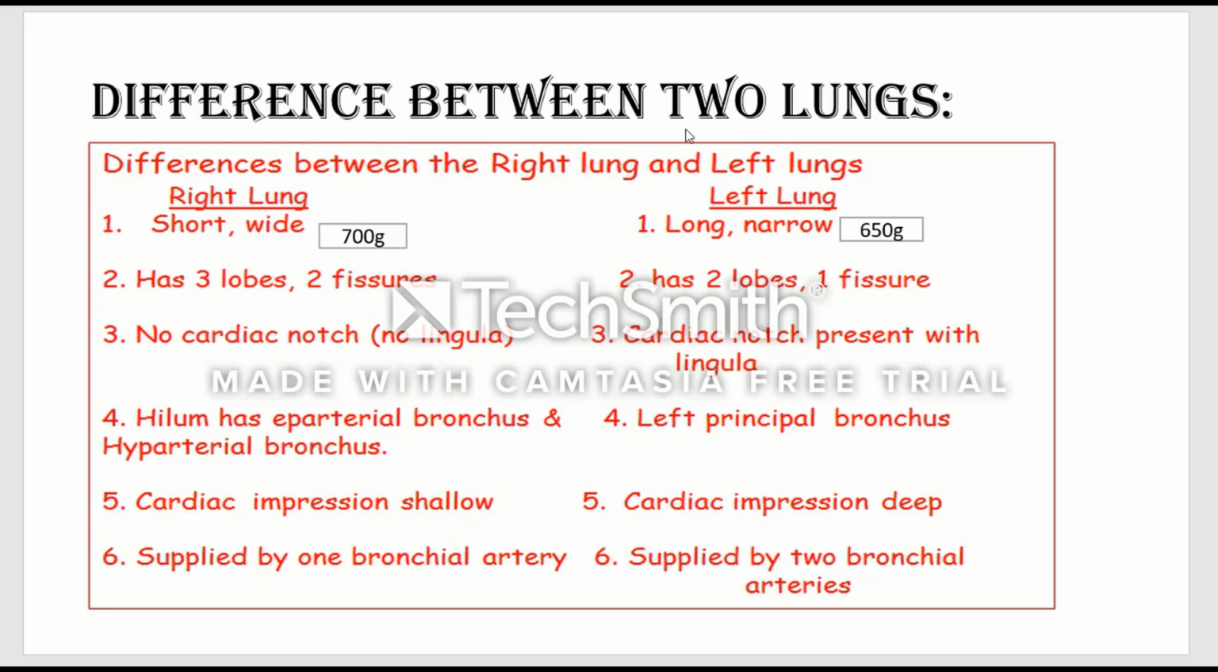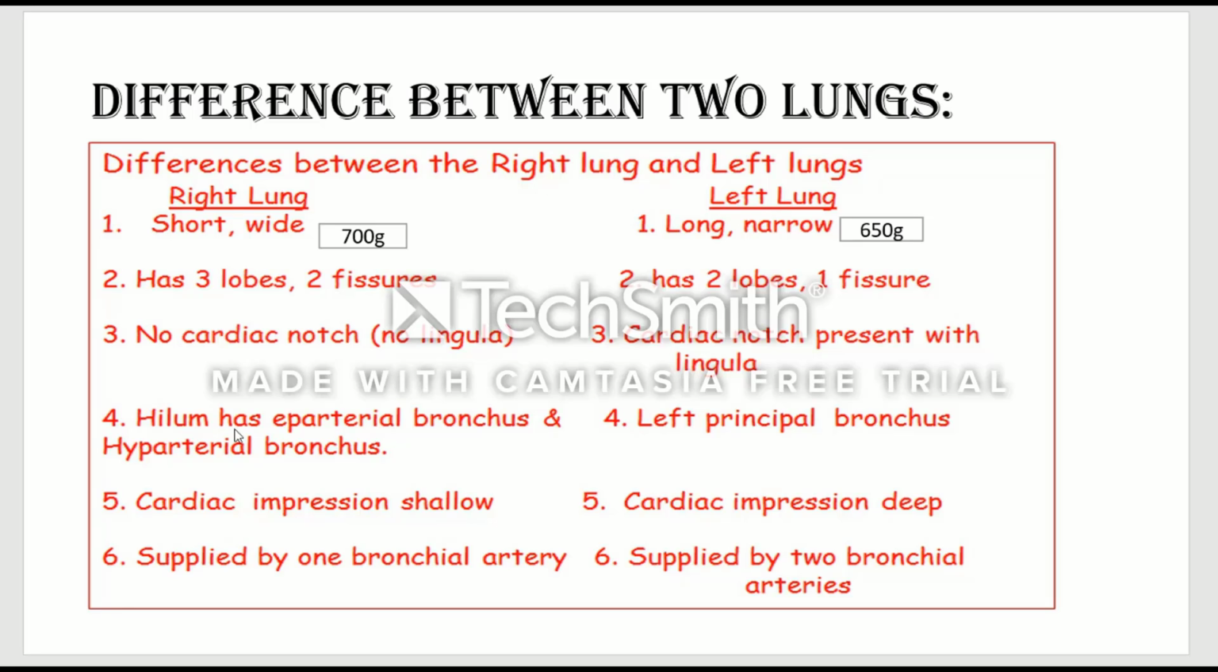তারপর আমরা জানবো ডিফারেন্স বিটুইন টু লাংস। রাইট লাং ইজ শর্ট, ওয়াইড, and এটার ওজন 700 গ্রাম, and left lung is long, narrow, and এটার ওজন হচ্ছে 650 গ্রাম। Right lung has 3 lobes and 2 fissures, and left lung has 2 lobes and 1 fissure. Right lung has no cardiac notch, but left lung has cardiac notch with lingula.